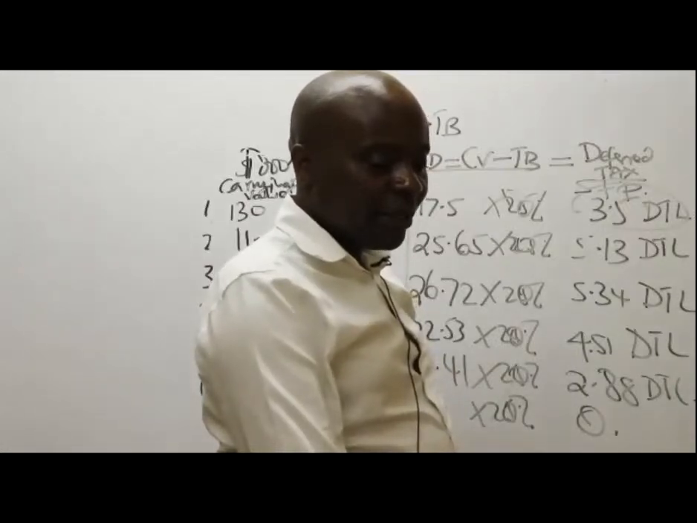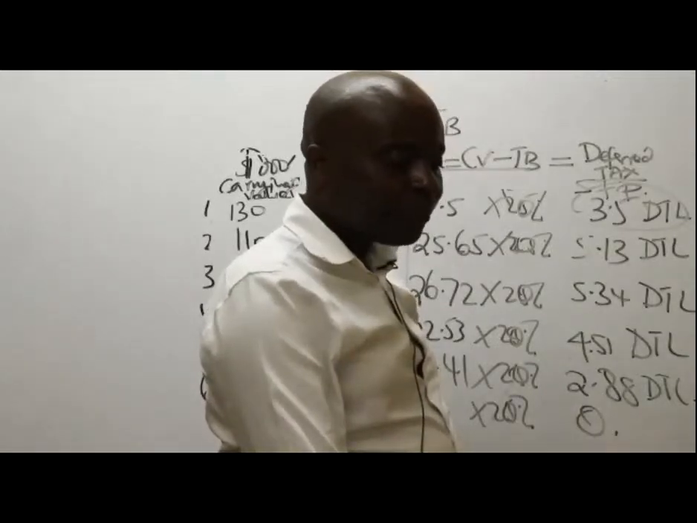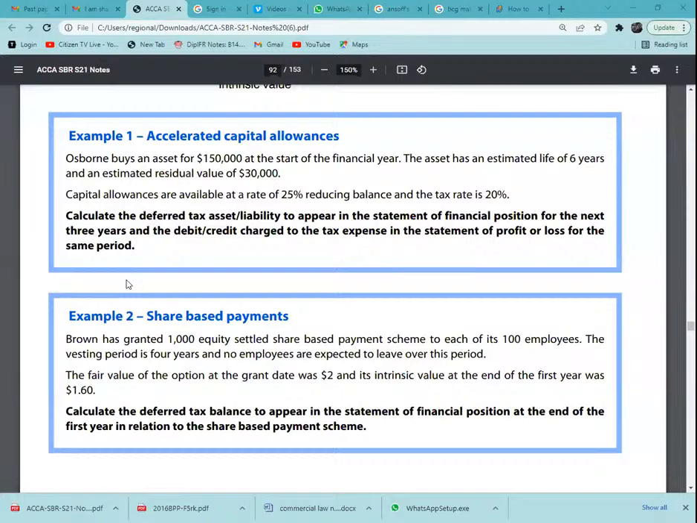Okay, now let us return here. This is a very easy question. Brown has granted 1,000 equity settled share-based payment scheme to each of its 100 employees. The vesting period is 4 years and no employees are expected to leave over this period. The fair value of the option at the grant date was 2 and its intrinsic value at the end of the first year was 1.6. Ladies and gentlemen, remember what Mr. Norbert told you here. He told you something very easy, that for you to get the share-based payment, you take it to your balance sheet.